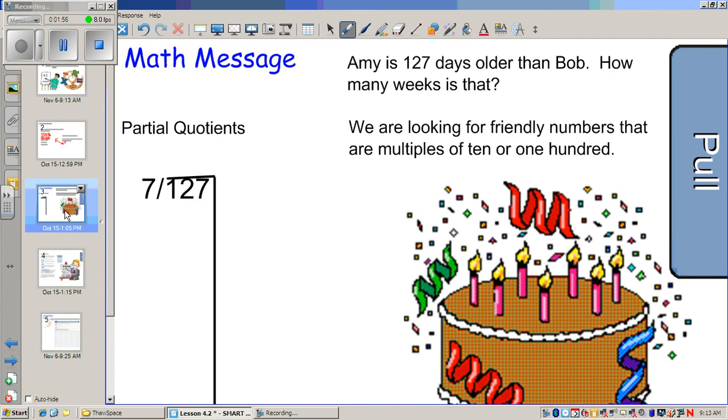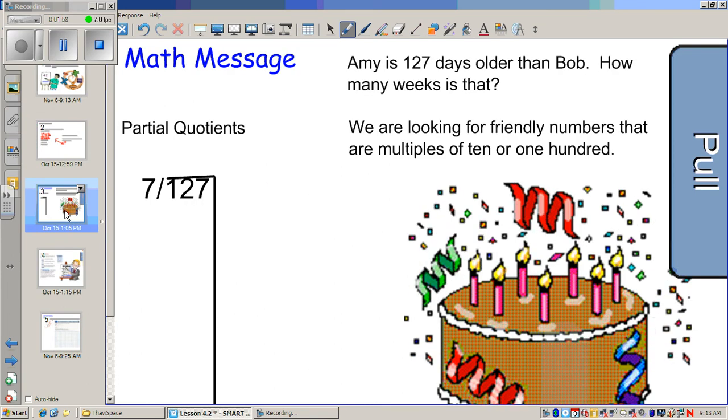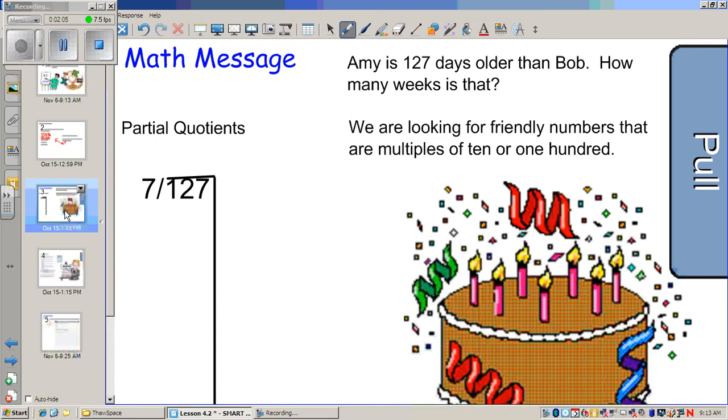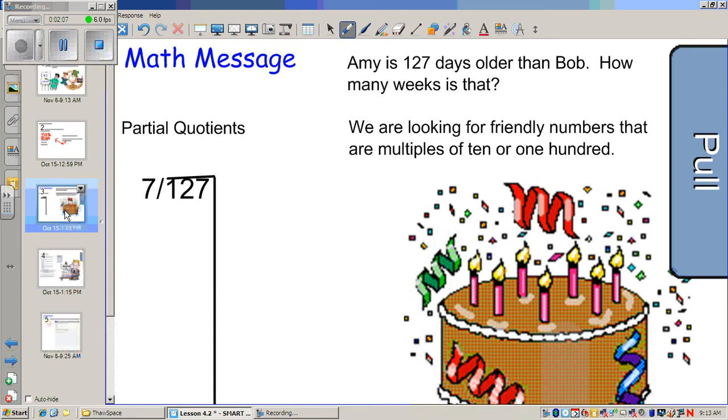So our math message is partial quotients. This is: Amy is 127 days older than Bob. How many weeks is that? We're looking for friendly numbers that are multiples of 10 or 100. And remember how I talked about 10? It makes it easier when we're trying to multiply.